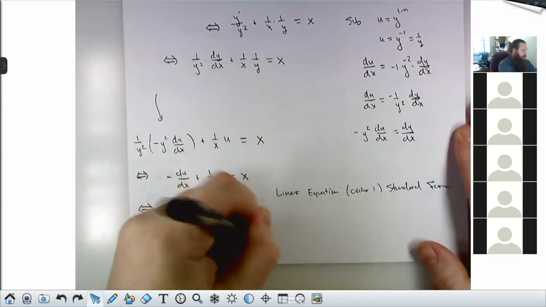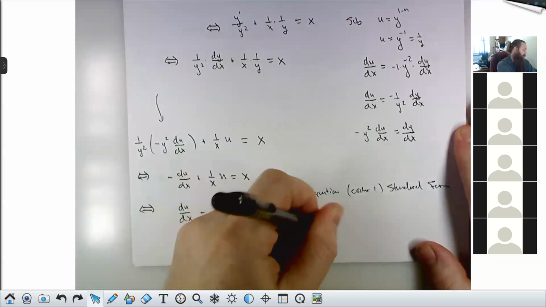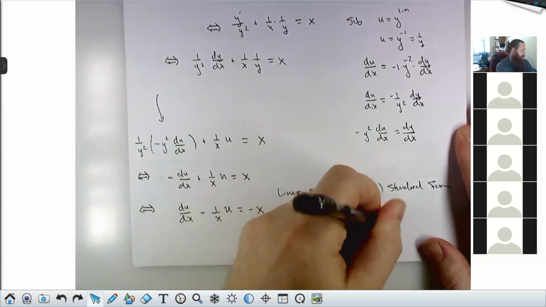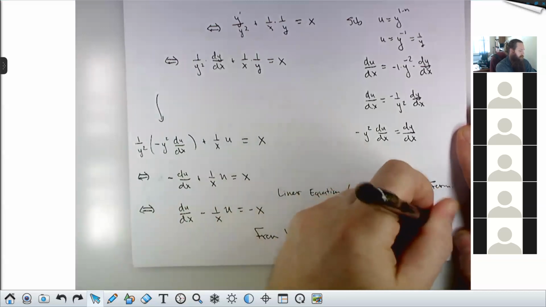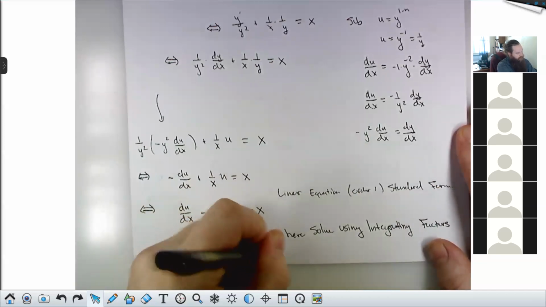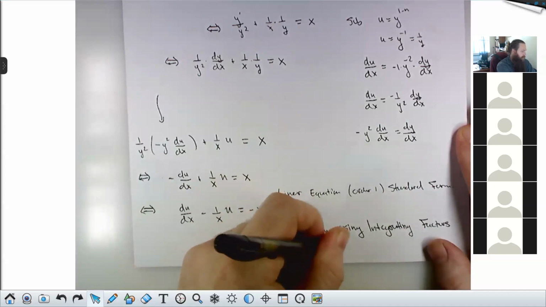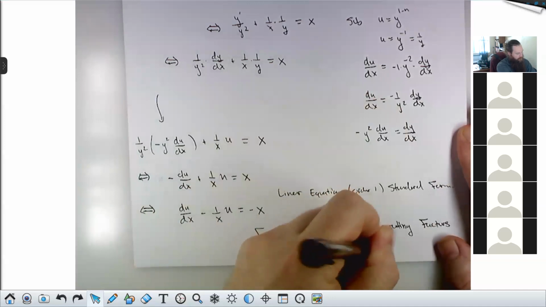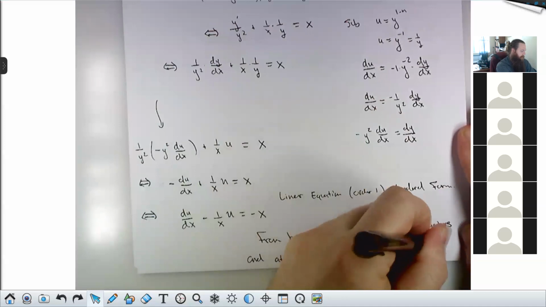So from here, solve using integrating factors. And at the end, replace the u's with y stuff.